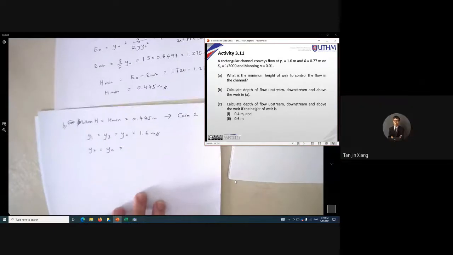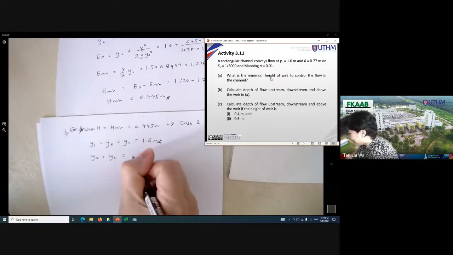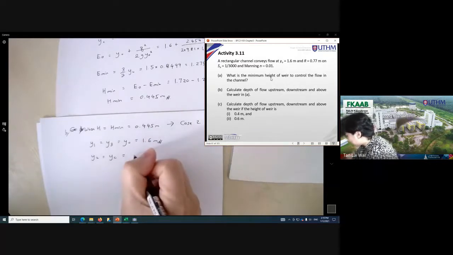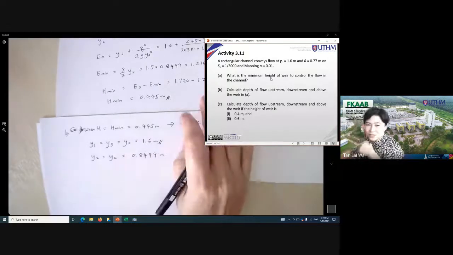Why is H equal to H min? Because the question says calculate depth of flow upstream, downstream, and above the weir in A. Case A is the height of weir when it is minimum height, right? Am I right to say it is case 2 because H equals H min? Yes, correct. So therefore it is case 2. So therefore, YC would be 0.8499 meter.